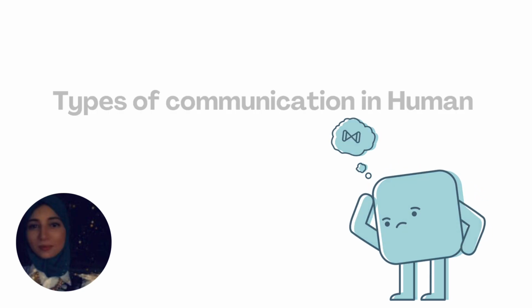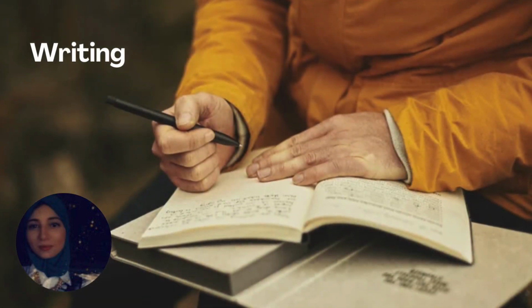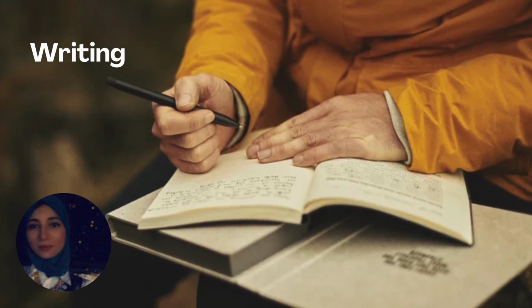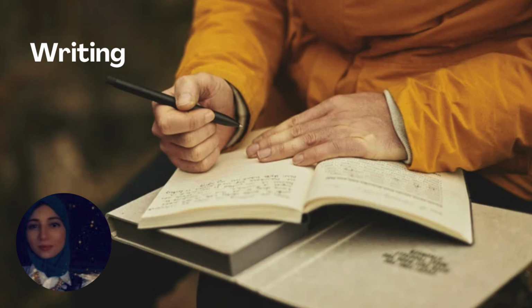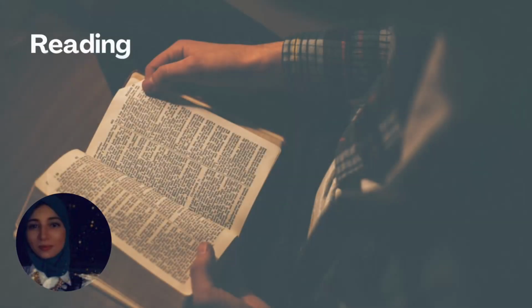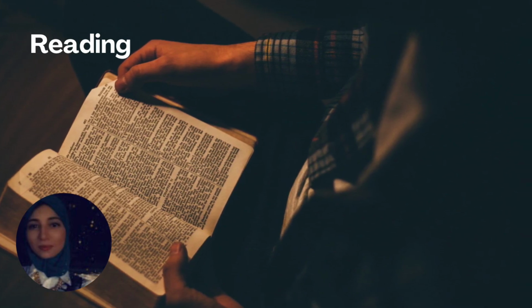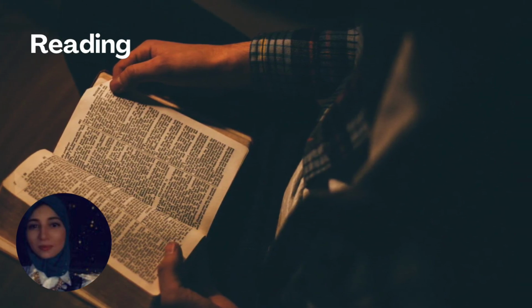We have many types, such as writing. Humans can communicate with each other by writing messages and writing books, okay? This is a way of communication for humans only. Animals can't write. Also reading. Reading is a type of communication for humans only, as they can read messages and books, okay? And animals can't communicate by reading.